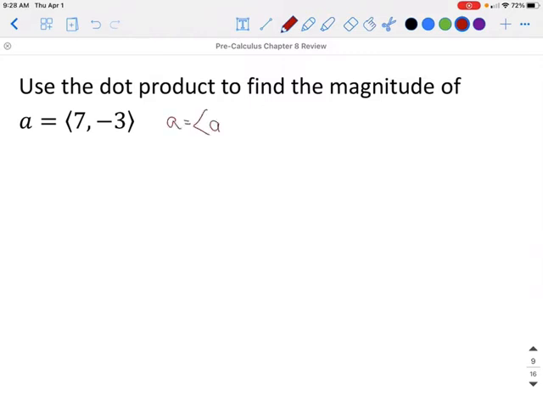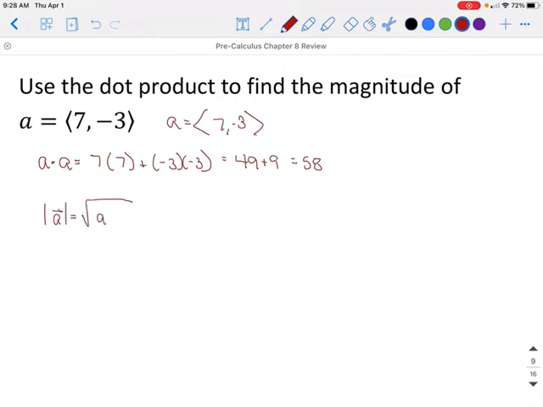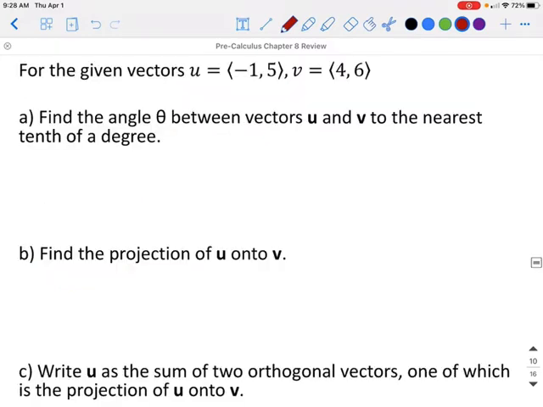Use the dot product to find the magnitude. So if we use the dot product, we're going to do A dot A. So just like on that last problem, to do the dot product, you're going to multiply the first pieces together and then add it to the second pieces multiplied together. In this case, A dot A is equal to 58. Now to find the magnitude of the vector, we can just take the square root of A dot A. So A dot A was 58, so we can just write this as radical 58.